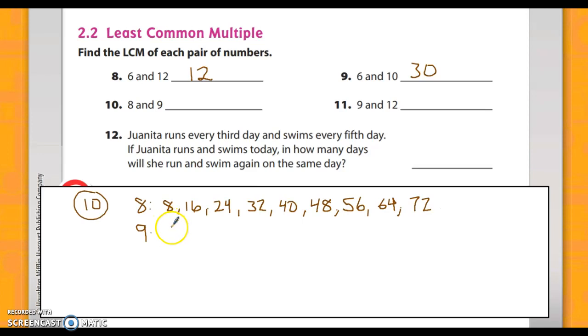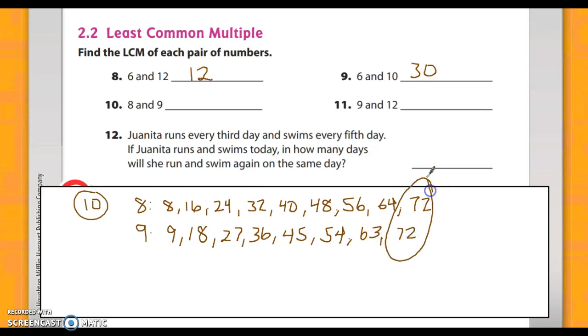If you do your multiples of 9, you get 9, 18, 27, 36, 45, 54, 63, and 72. Sometimes the LCM is when you multiply the two numbers together. Now, have you caught on yet when that is? It's when they don't share a factor. Since 8 and 9 don't share a factor, their LCM is actually when you multiply those two numbers together.